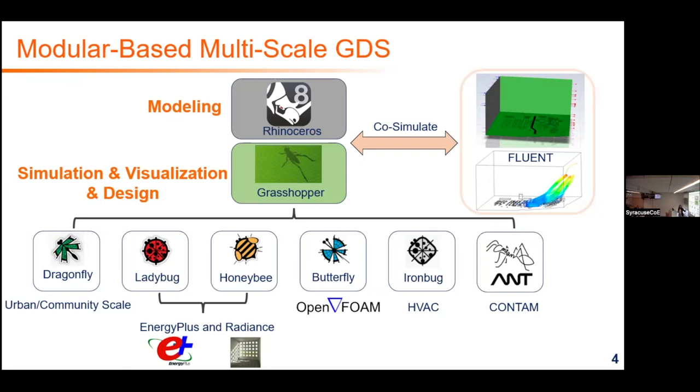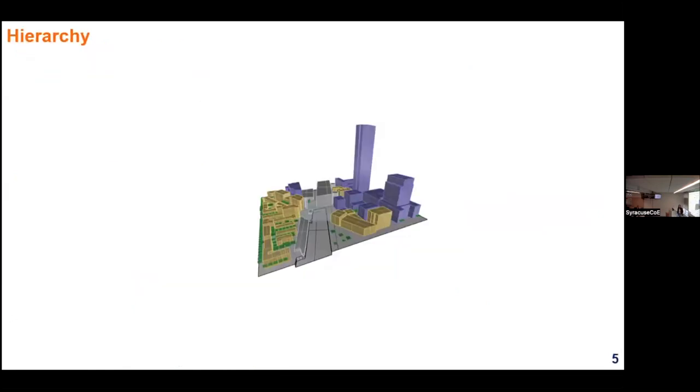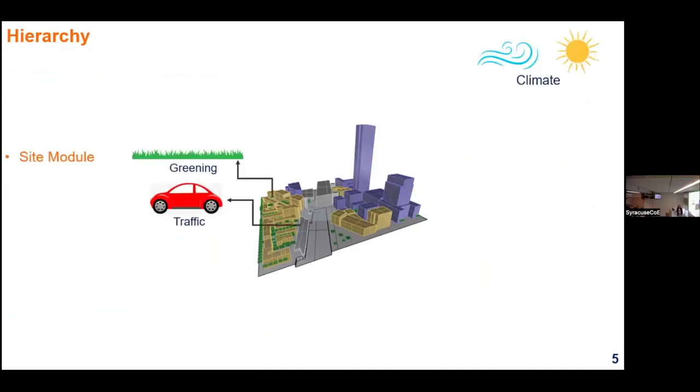And based on this framework, we propose a hierarchy. So we start from the site module. The site module means that we consider the weather scale. It includes the climate: the wind speed, wind direction, and outdoor air pollution. And we also include the greening, the traffic, as well as the neighborhoods.